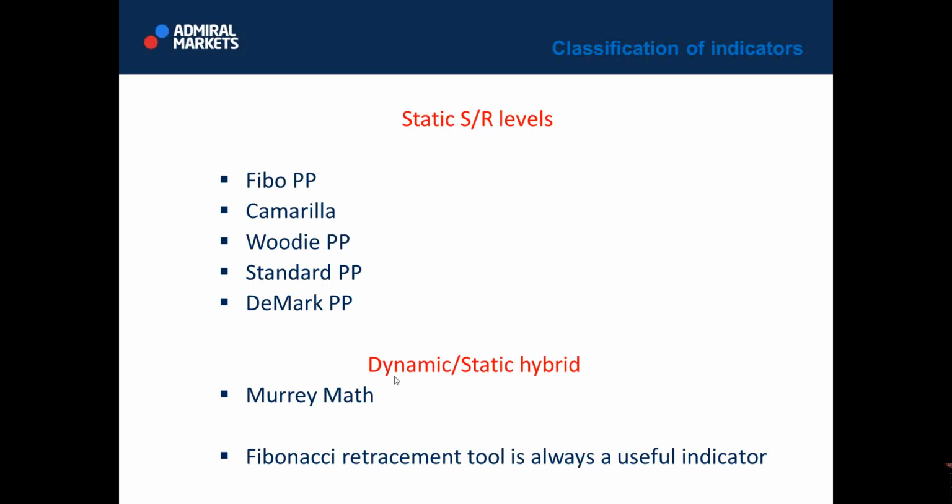Then we have hybrids, dynamic and static indicators. Those are Murrey Math. Okay? Murrey Math changes its octaves when they're broken, so basically it is a hybrid of dynamic and static. It's more static, but since octaves change, it's also a sort of dynamic.